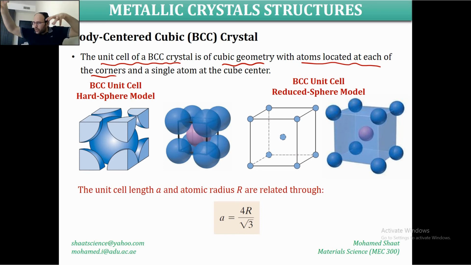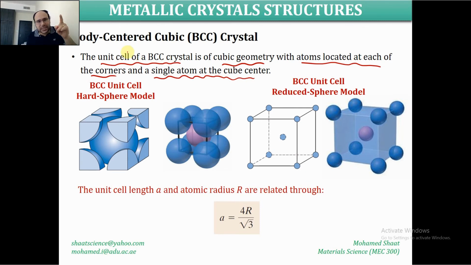In the BCC, we have atoms at each corner, but we also have one single atom located at the cube center. We have a cube, and there is a center for that cube. So there should be one atom in the core, inside the cube itself, and some other atoms located at the corners of this unit cell. As is shown here, we have only one atom in the core, in the middle, like you have a box and you are hanging a sphere inside, at the core of this box, and some other atoms are located at the corners.